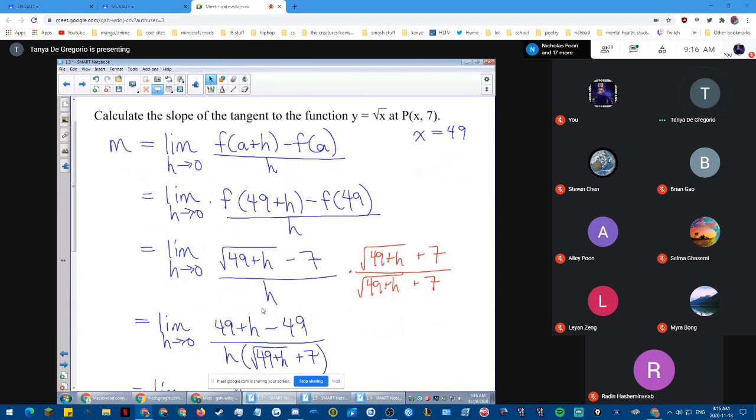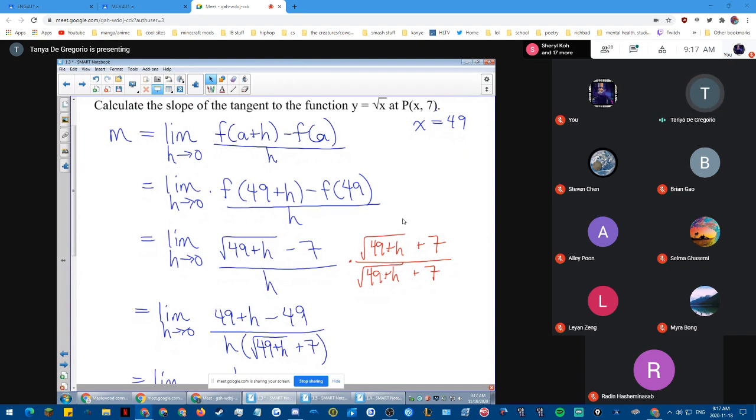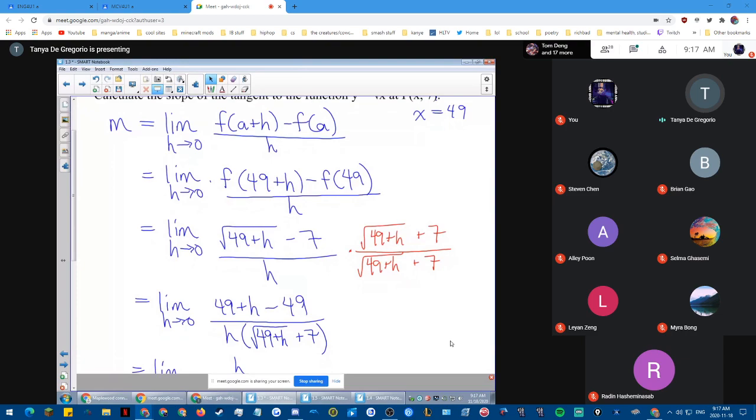And I have root 49 plus h, minus 7, that's my y value, all over h. And I notice that if I sub in 0, well, then I have 0 over 0. I can't have that. And so I realize that I have to use the conjugate method to solve. So I multiply by root 49 plus h plus 7 over root 49 plus h plus 7.